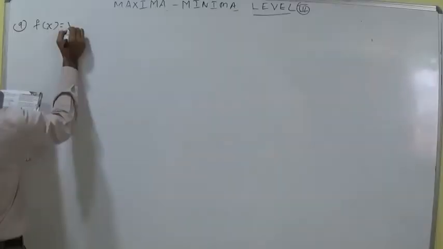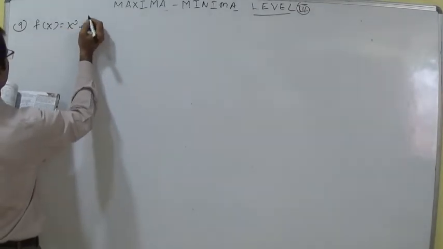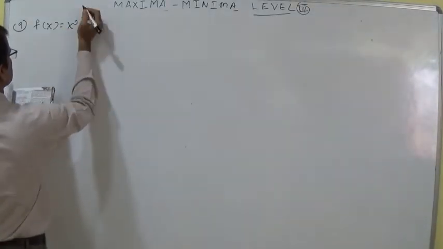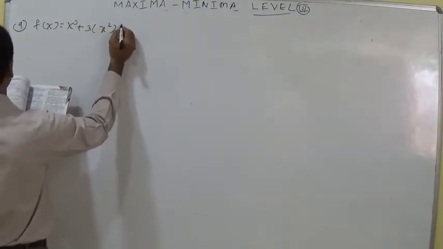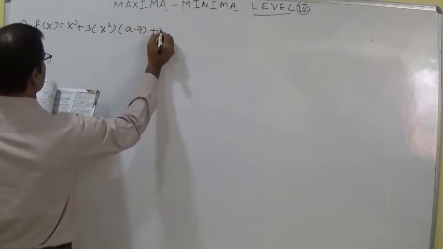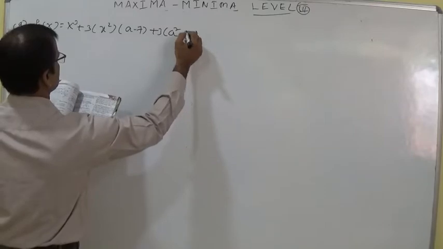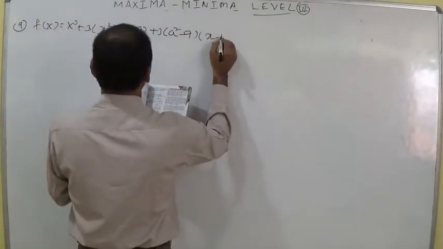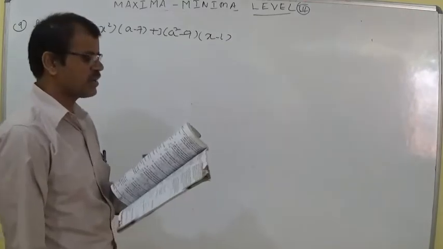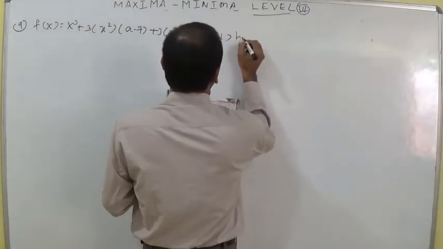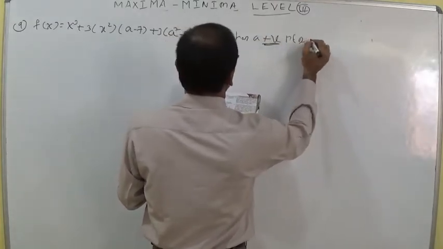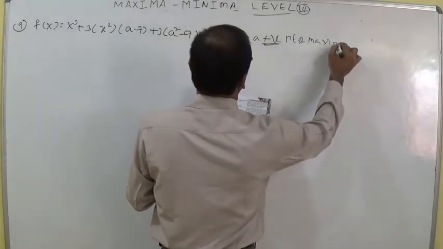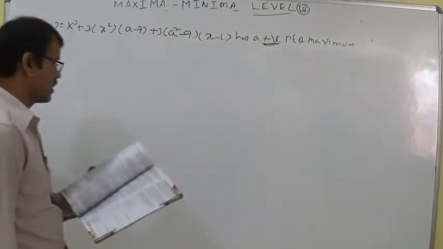If the function f(x) = x^3 + 3(a - 7)x^2 + 3(a^2 - 9)x - 1 has a positive point of maximum, then what is the value? Here you can underline this point as positive. This is the positive point of maximum.